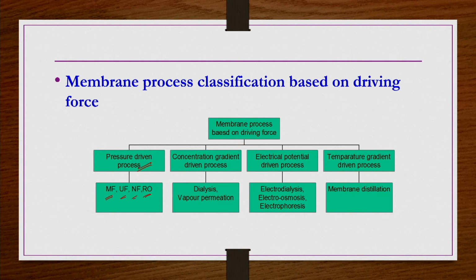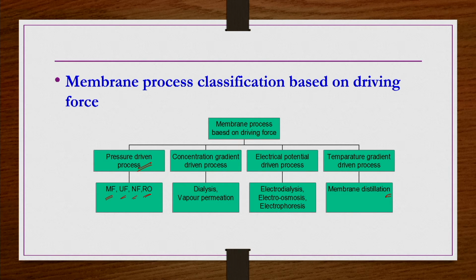If we have a concentration gradient as the driving force, then we have dialysis, permeation, gas separation etc. Those kinds of processes come into the category where concentration gradient is the driving force. If electrical potential is the driving force, then electrodialysis, electroosmosis, electrophoresis etc. will come into this category. If you have a temperature gradient as the driving force for the separation, then membrane distillation kinds of processes would come into the picture under this category, right.